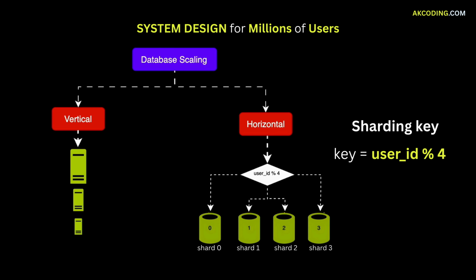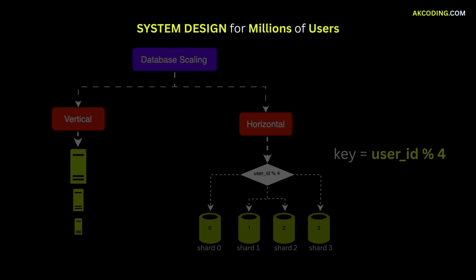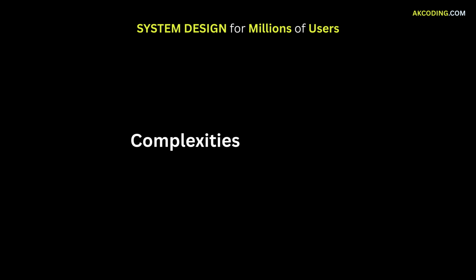When choosing a sharding key, one of the most important criteria is to choose a key that can evenly distribute data. Sharding is a great technique to scale databases, but it is far from a perfect solution. It introduces complexity and new challenges to the system.